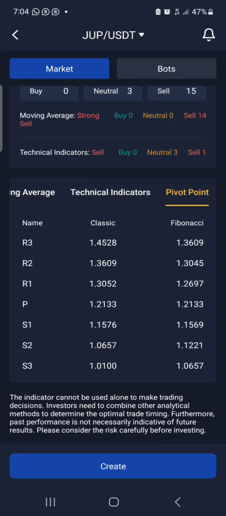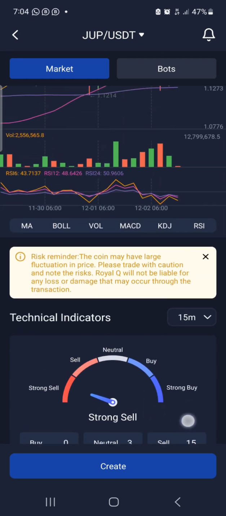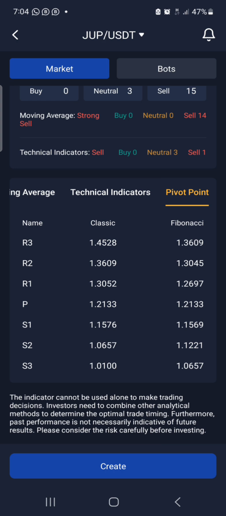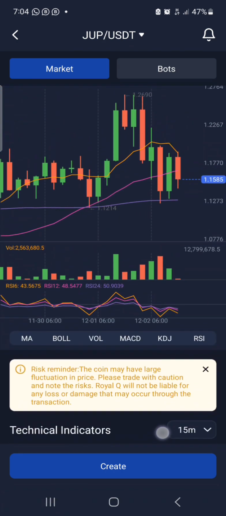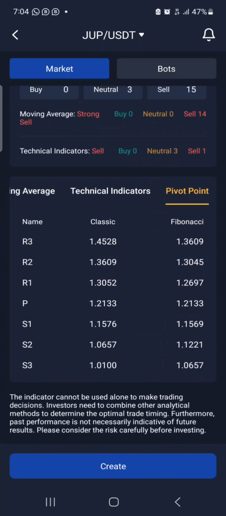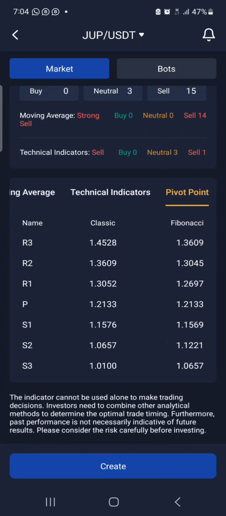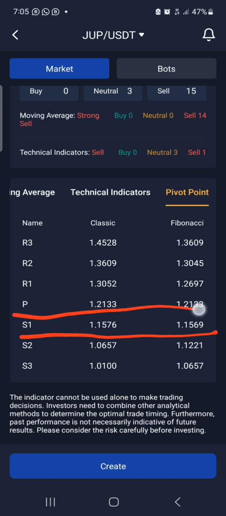Alright, so JUP here must be suitable. So guys, this JUP is suitable. The current price of JUP is 1.1585, and when we come here, it falls here. It has not even reached the support one yet. 1.1585. Oh, actually no, it's between here, the support one and the pivot.